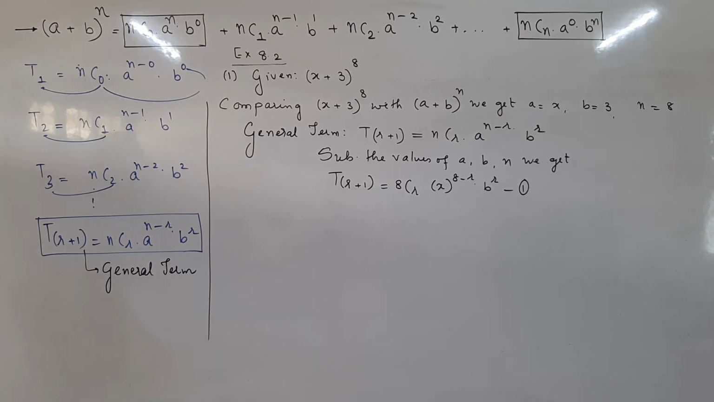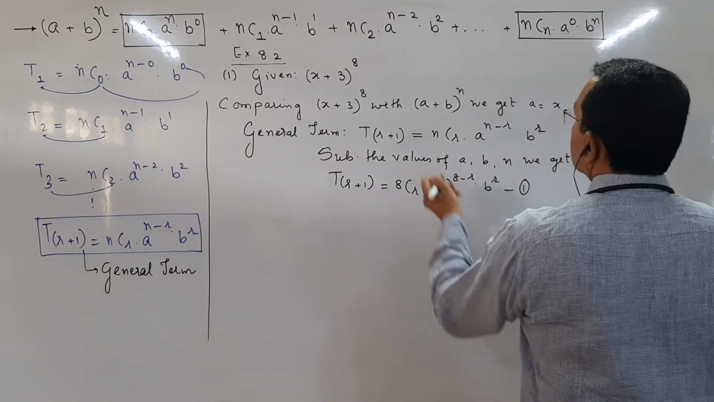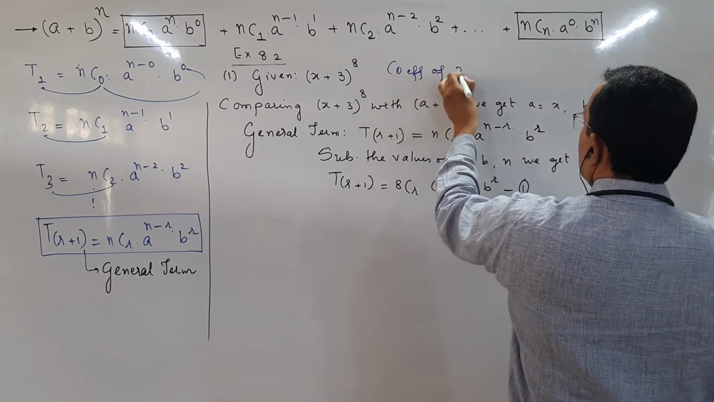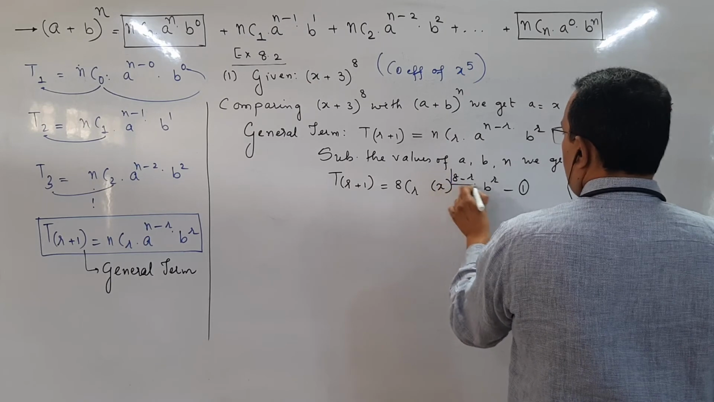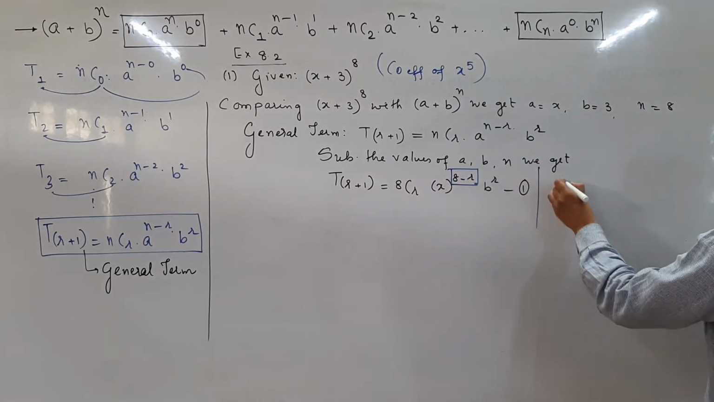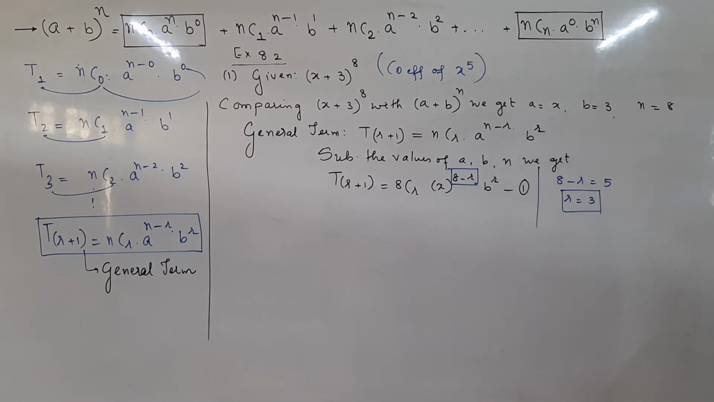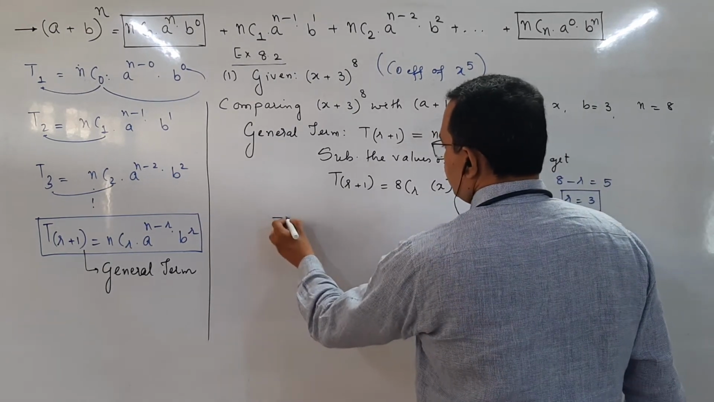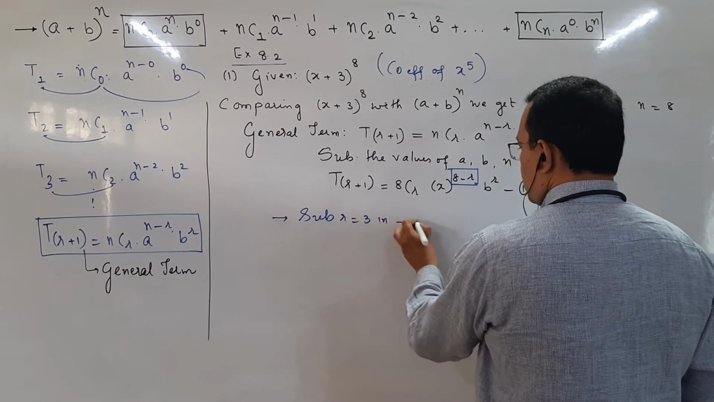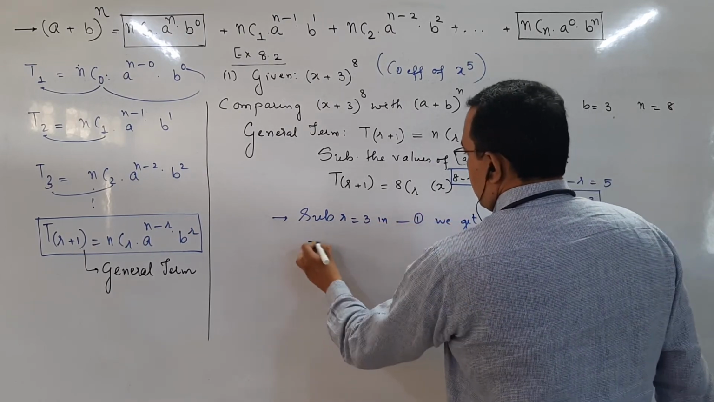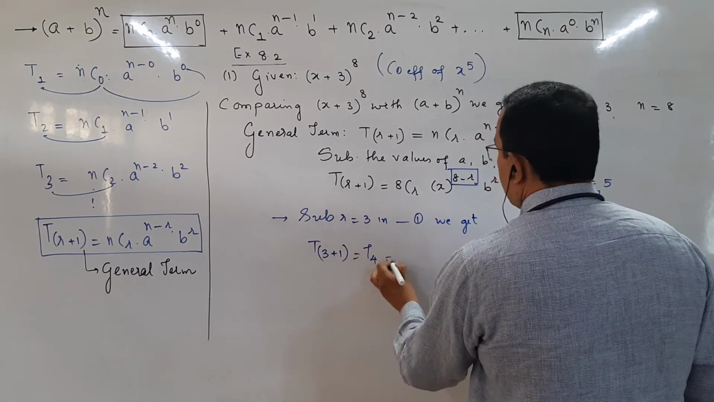Now, what to do? You want to find the coefficient of x to the power 5. If I want 5 here, what value of r? Then I can say 8 minus r is equal to 5, so r is equal to 3. You compare the power of x in the general term with the power of x given in the sum, so you immediately get what value of r to substitute. Substituting r is equal to 3 in result 1, indirectly the term will be the fourth term, which has power of x as 5.